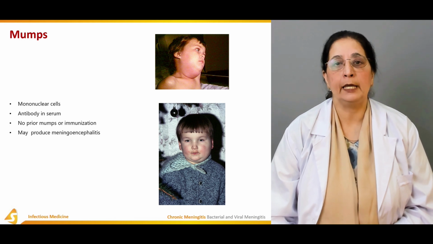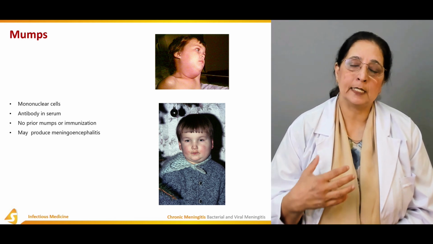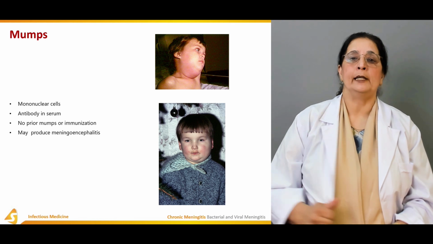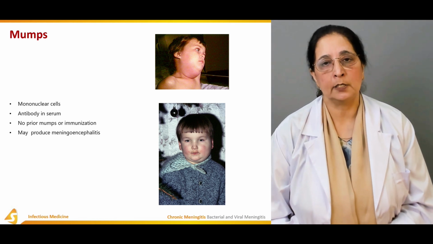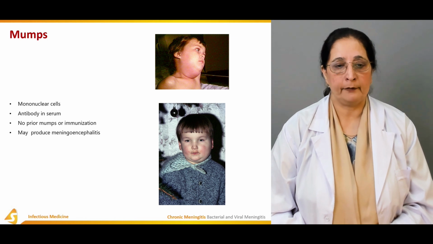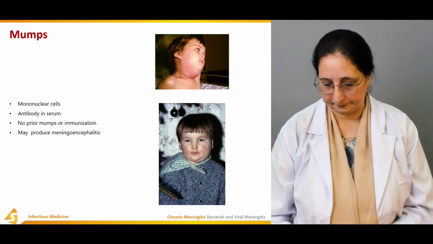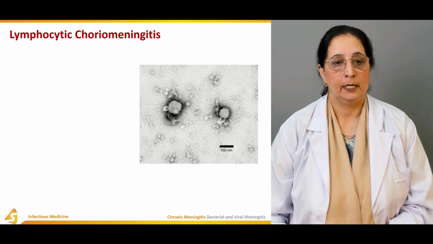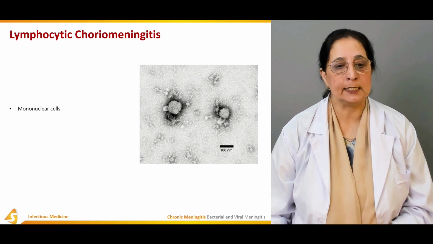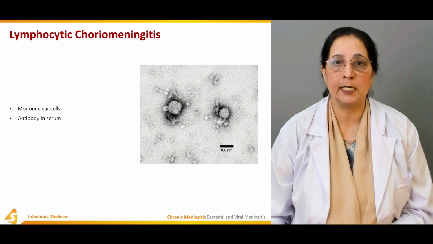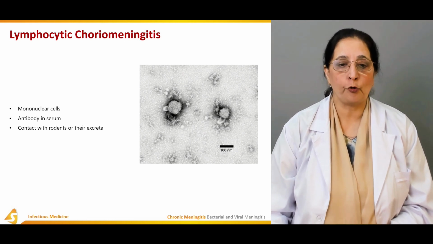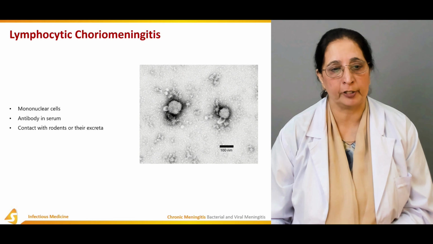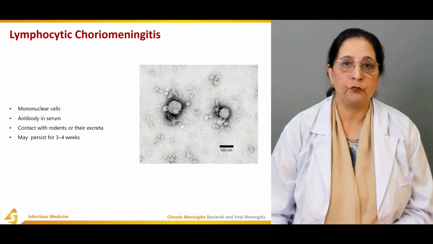It may produce meningoencephalitis, and besides meningoencephalitis and chronic meningitis, mumps is also associated with sterility in males because it causes azoospermia and affects the production of sperm. It may persist for 3 to 4 weeks. Lymphocytic choriomeningitis: mononuclear cells, antibody in serum. Contact with rodents or their excreta is present in the history. It may persist for 3 to 4 weeks.